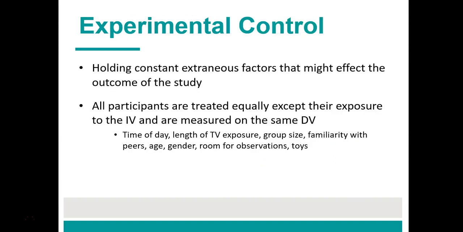So if you have manipulation, that's the first must of an experiment. The second is experimental control, meaning that you have to have a lot of control as a researcher, that you hold constant any extraneous factors that might affect the outcome of the study. So I am sure to have everybody treated equally and be sure that everything is basically the same between the groups, except that in the case of this study, one group is watching Cops, and one group is watching Barney.